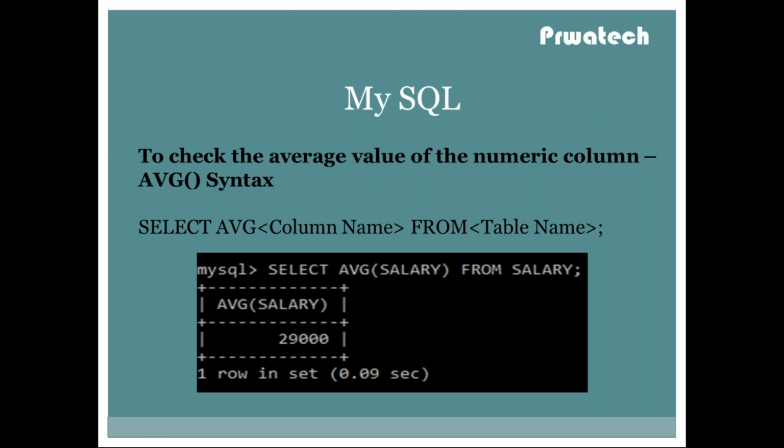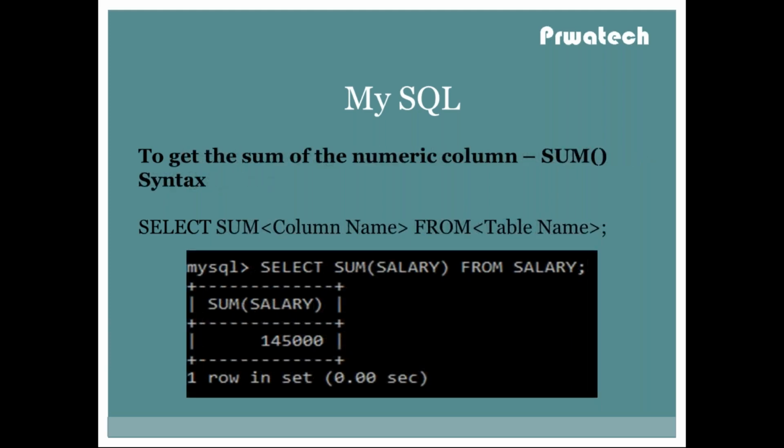Now we would check the next syntax, which is the sum syntax. It is already self-explanatory in nature. The sum syntax, what would it do? It would basically return the sum of the numeric column in that table. So the syntax is sum within brackets column name from the table name. Then put the semicolon there.